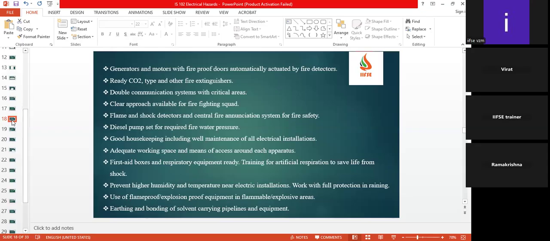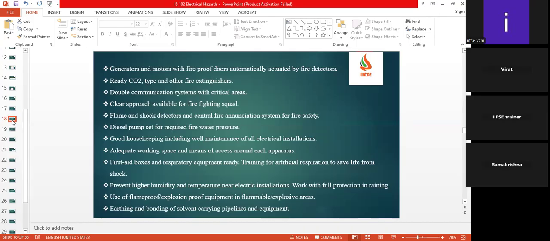If you use powder type fire extinguishers on sophisticated equipment like motherboards, data storage centers or any sensitive equipment, there is a chance of damage by reaction with the extinguishing media. So it is always preferable to use the CO2, carbon dioxide, fire extinguisher for an electrical short circuit. If it is not available in the immediate vicinity, you can use the powder type. And provide a double communication system with the critical areas.